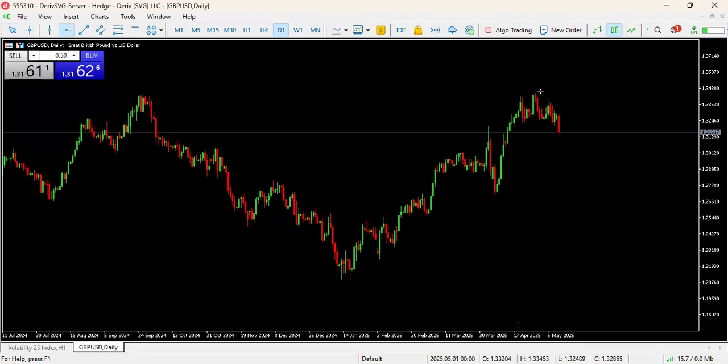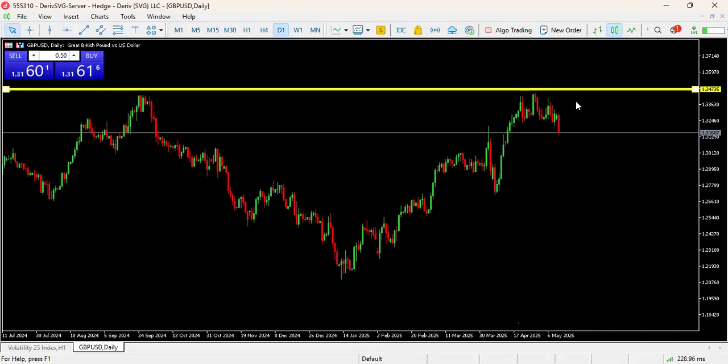Anytime you see the market touch a particular zone so many times, repeatedly, that place has become a key level. This is where people have interest. So let's put our cursor here.